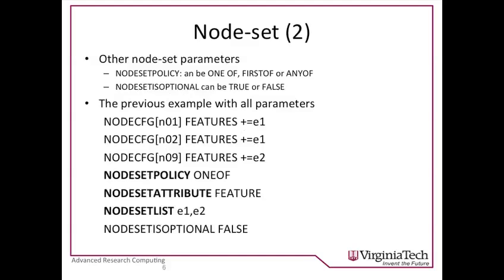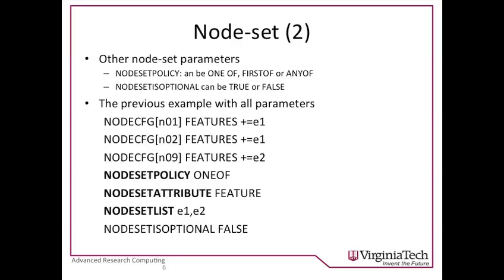So first let's look at a few more parameters. For a node set we can define a policy, and the policy tells us how to actually select the nodes that will be used for a job. So the policy one-off means from these two sets that we have, E1 and E2, select only one node set. Basically this means a job will only run in set E1 or in set E2, and cannot span both sets. We have other policies which are first-off or any-off, and the names are very explicit.